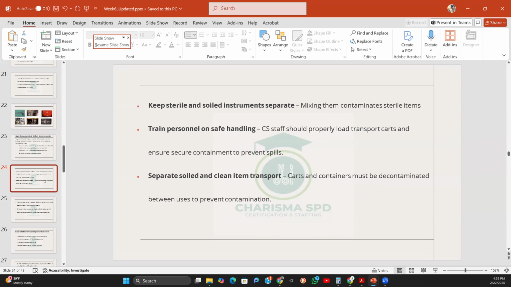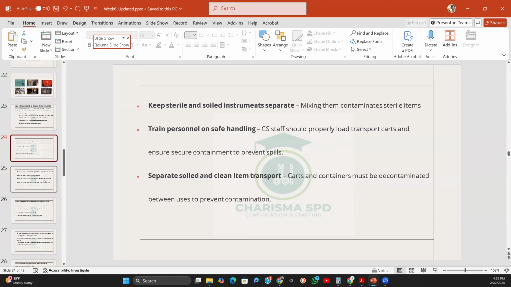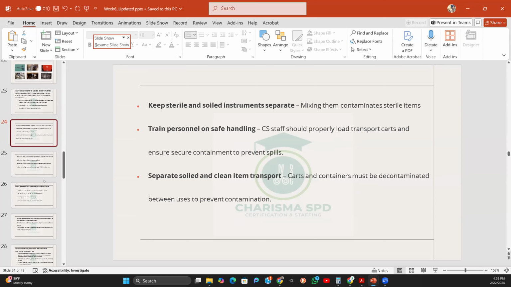If items were taken to the OR and were not used, they were not opened, they are still sterile. They meet all the sterility requirements. In transporting them, you cannot mix good and bad in the same cart. All right, so keep them separate. Sterile items will have to be kept away from contaminated items. All right.